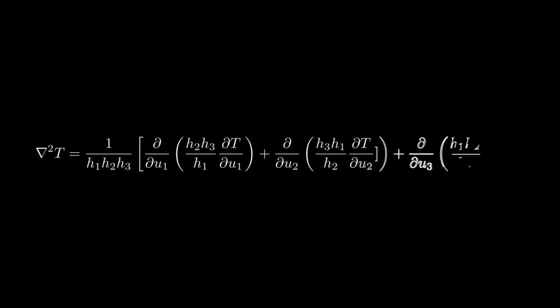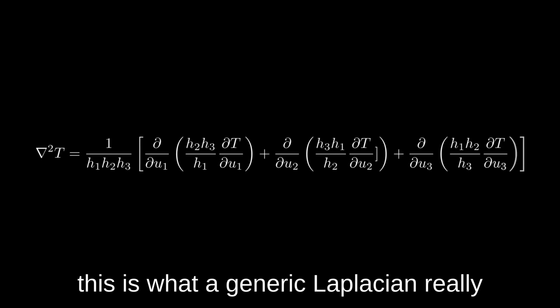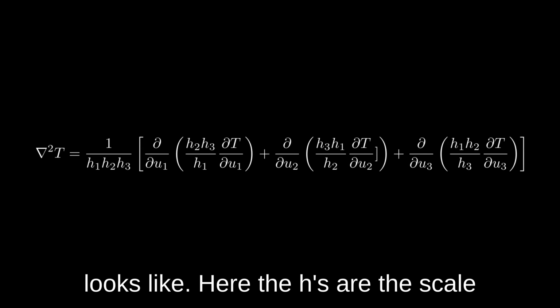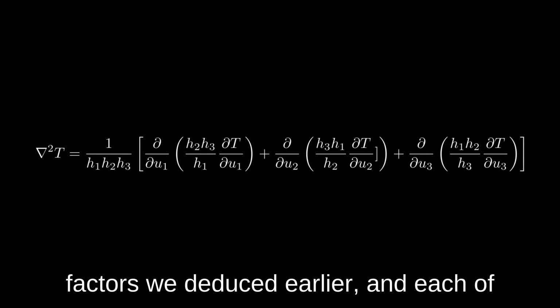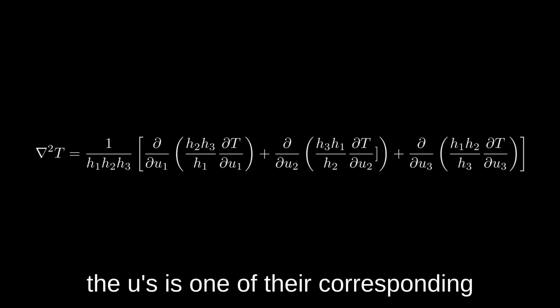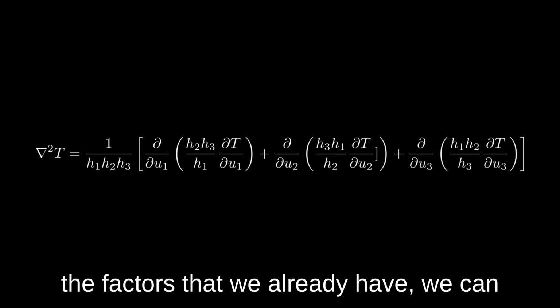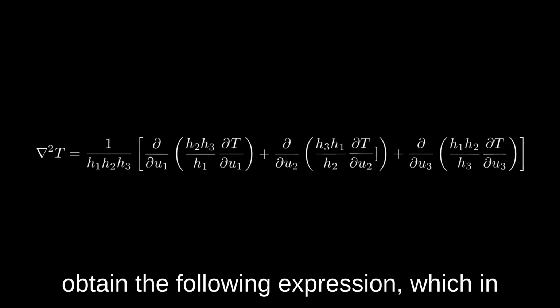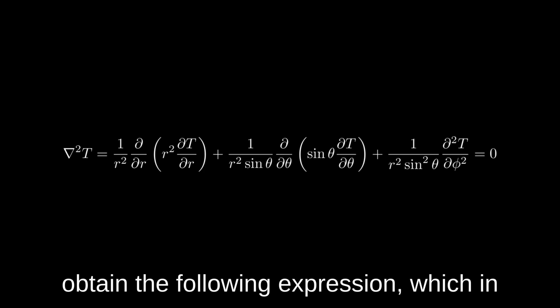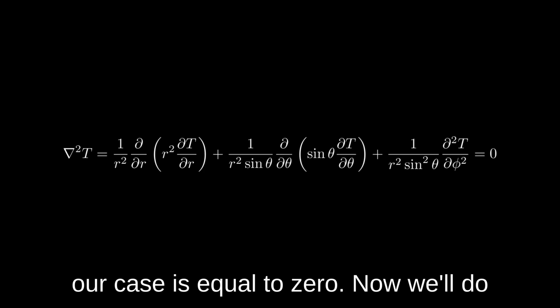I have to ask of you to not get frightened by what I'm about to show, as there will be a lot of letters. First, this is what a generic Laplacian really looks like. Here, the h's are the scale factors we deduced earlier, and each of the u's is one of their corresponding coordinates. So, simply substituting with the factors that we already have, we can obtain the following expression, which, in our case, is equal to 0.